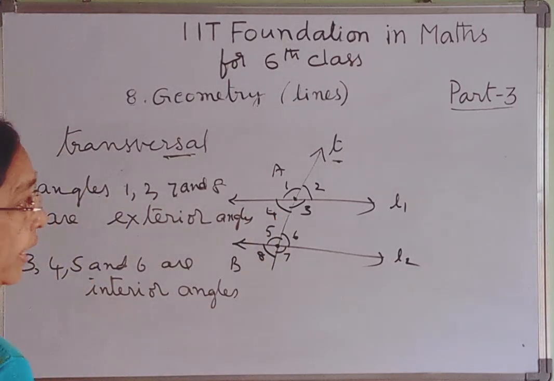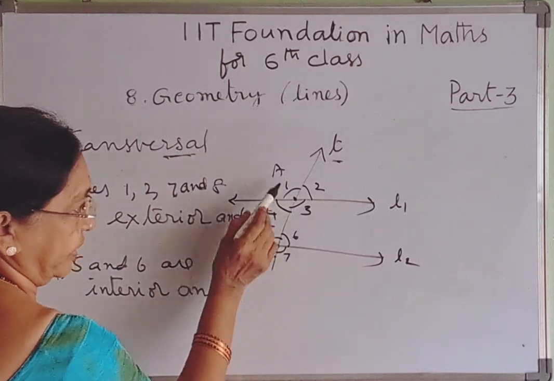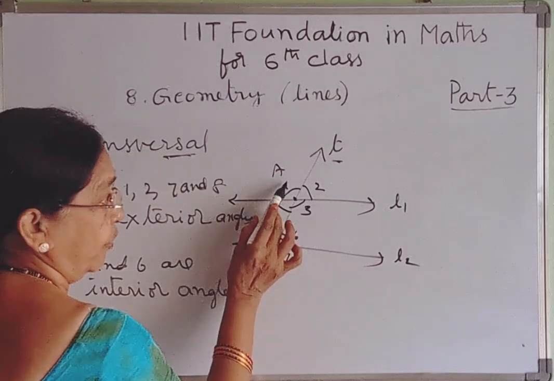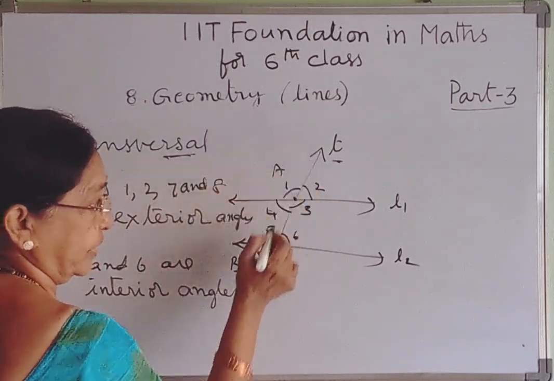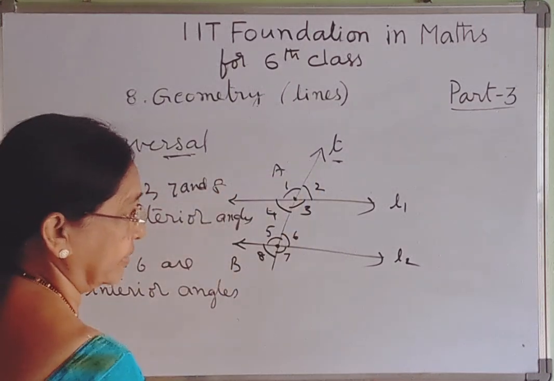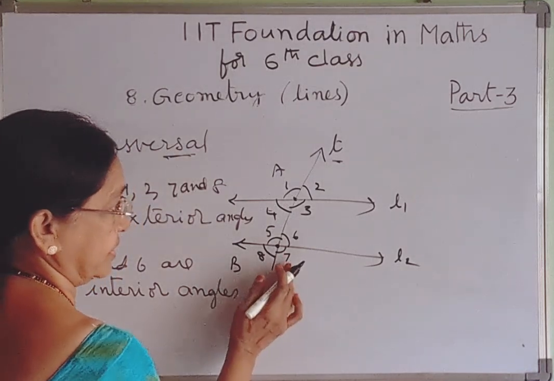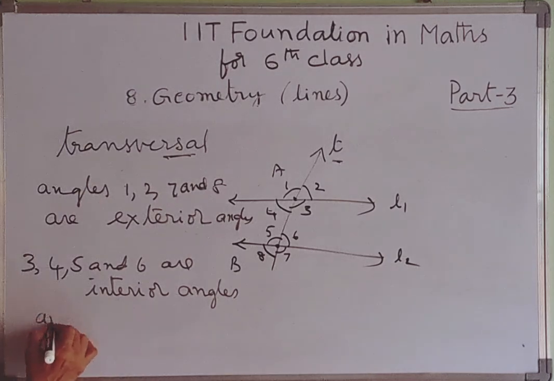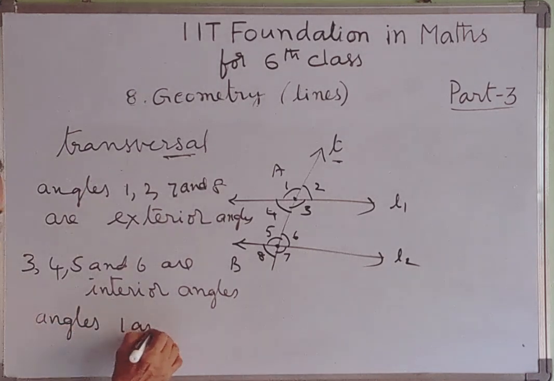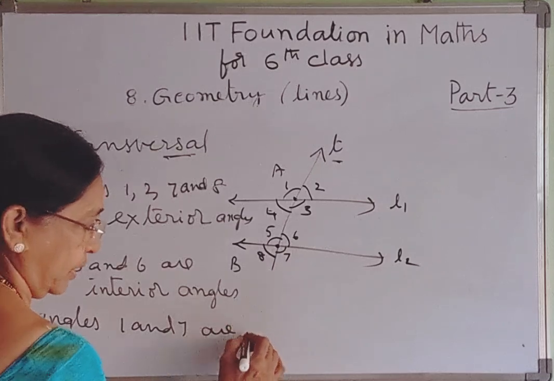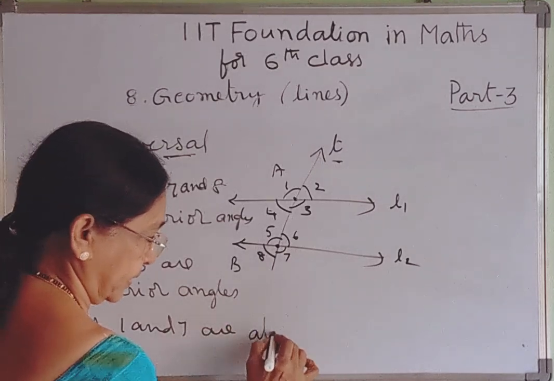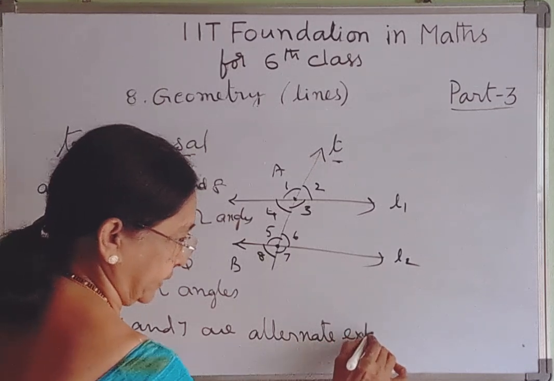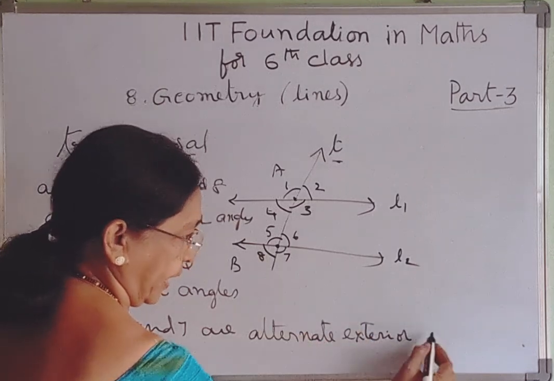And angles 1 and 7 are alternate exterior angles. Alternate, because 1 is lying on the left side of the transversal and 7 is lying on the opposite side, the right side of the transversal. Therefore, they are called the alternate exterior angles. So, angles 1 and 7 are called the alternate exterior angles.